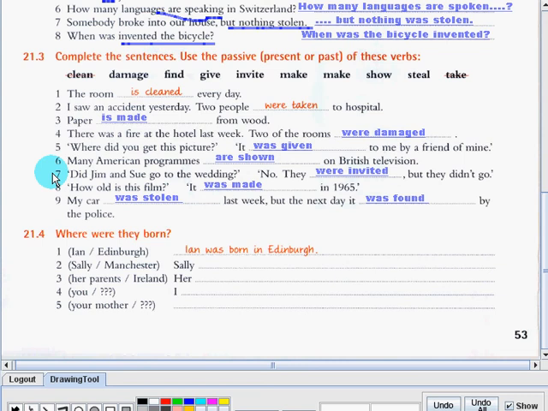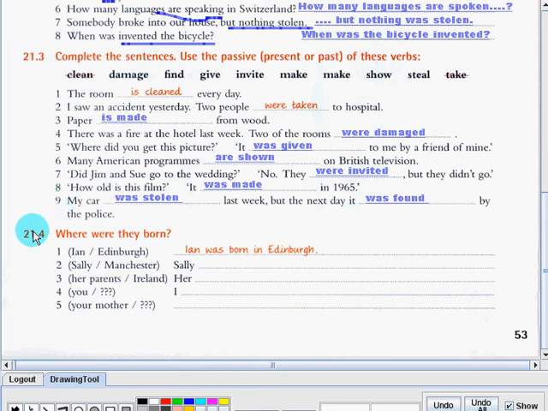7. Did Jim and Sue go to the wedding? No, they were invited, but they didn't go. How old is this film? It was made in 1965. My car was stolen last week, but the next day it was found by the police. Okay, did you get the perfect score? Well, I hope you did.